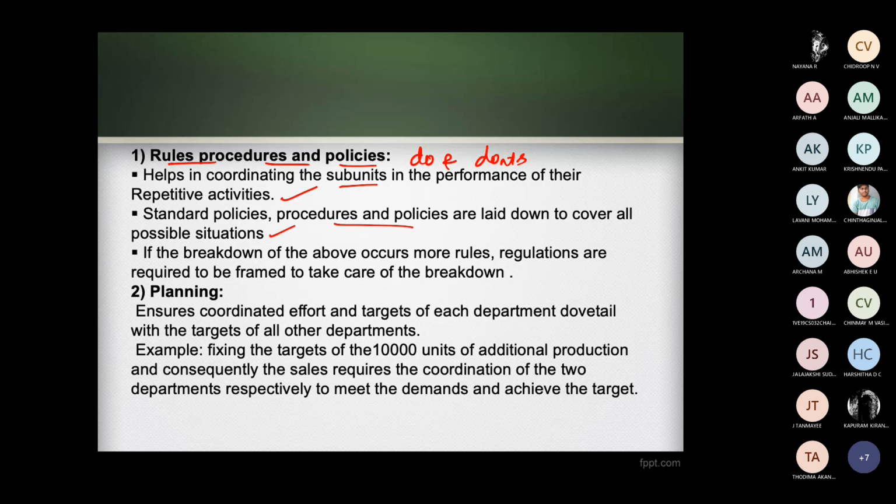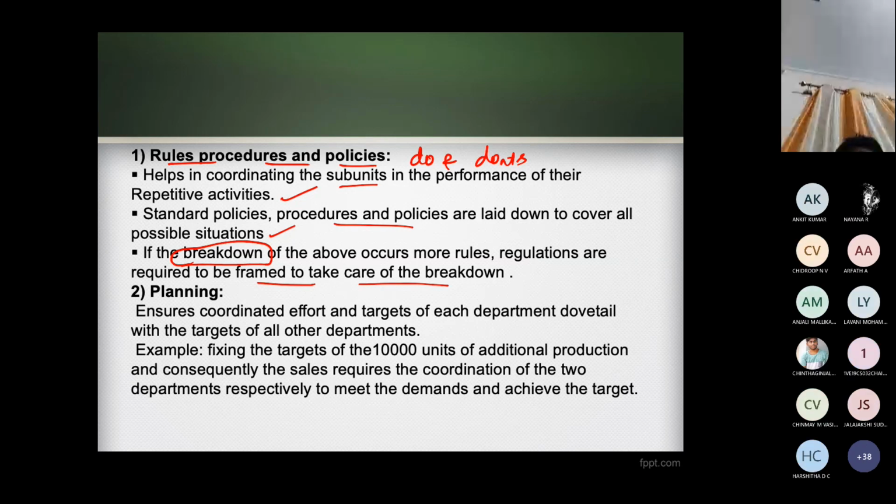If a breakdown of the above occurs, more rules and regulations are required to be framed to take care of the breakdown. That is, if there is a breakdown between the people, for example, there is no coordination between the people in the organization. For example, 200 employees are there in one small sector, and there is no coordination between those 200 employees. One may think, yes, I am great in this company. One may think I am not great in this company. This all happens in an organization when many people are working. So you frame rules and regulations in such a way that you put proper rules and regulations for everyone in the organization. You'll get a good coordination among all the people. So that is the first one, rules, procedures, and policies.